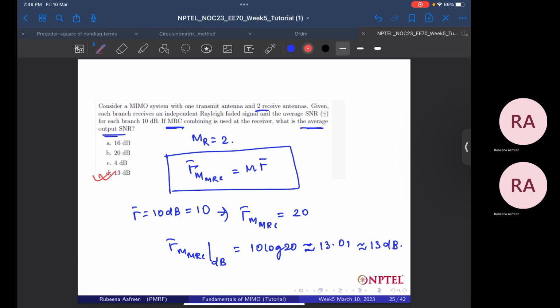Always you have to see whether you have to calculate the average or the instantaneous post-processing SNR. This is one major thing of confusion here. If you have to obtain the average output SNR, then you will use the formula for the average one only. You don't have to get confused in it.